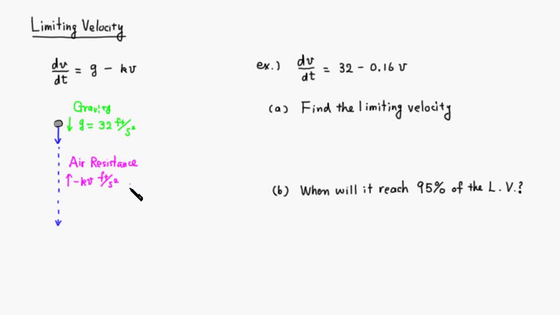So what we want to do next is try to visualize this by drawing a slope field using GeoGebra. Let's look at a particular example: dv/dt is equal to 32 minus 0.16v. Let's sketch the slope field for this.